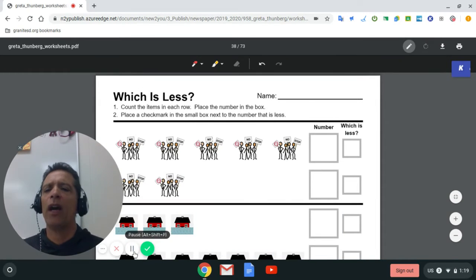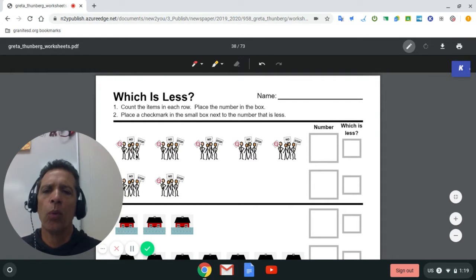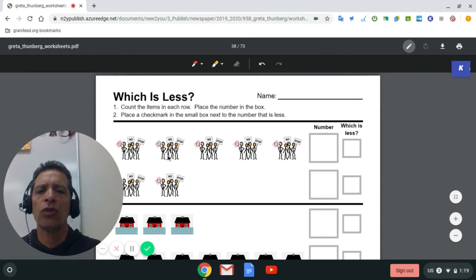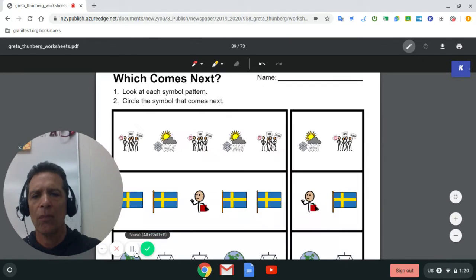Now we're at the next page, which is less. Less means smaller. Go ahead and count the pictures. 1, 2, 3, 4, 5. Put the 5 here. Count these pictures on the bottom. 1, 2. Which is less? Less means a smaller amount. Hunter, the 5 or the 2? The less is what? 2. So you put the mark on the 2. Go ahead and finish that page.